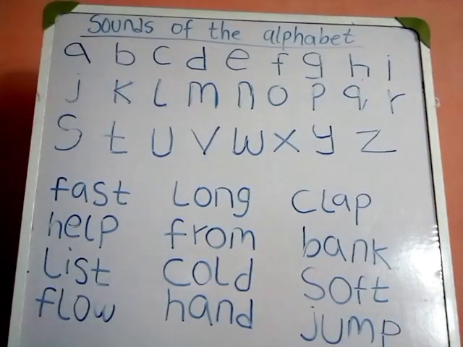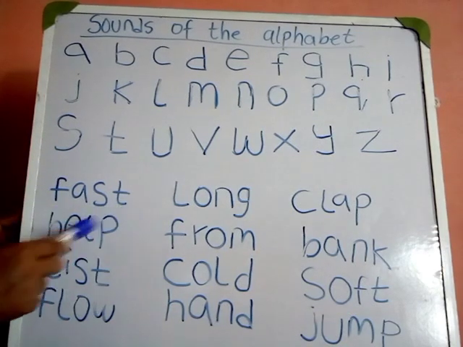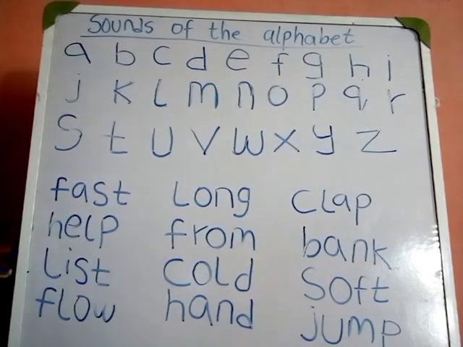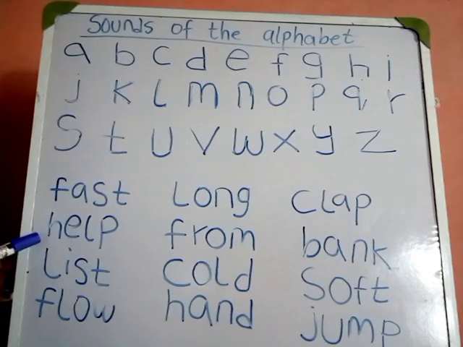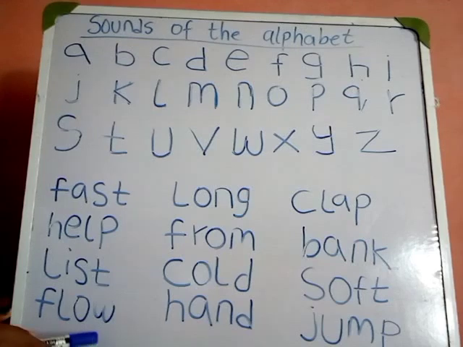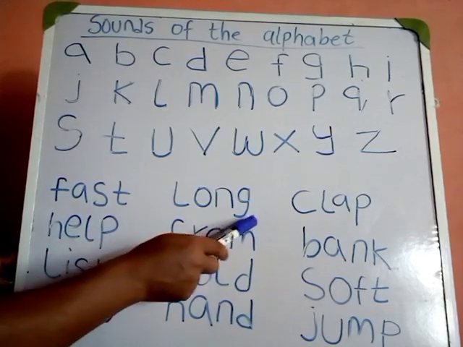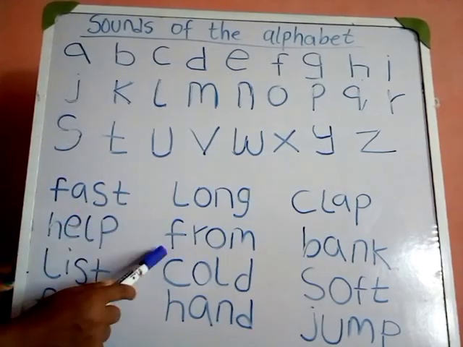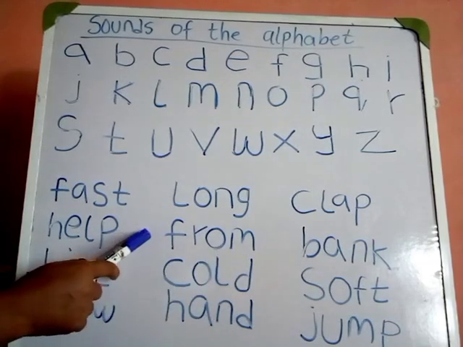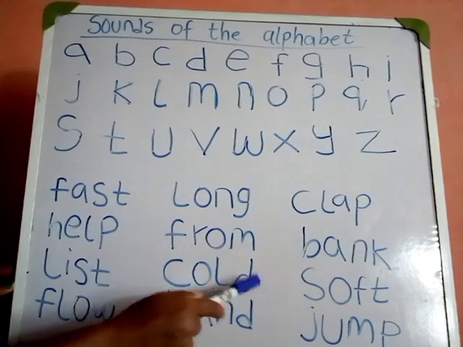Okay, now you know how to use your sound to spell words. Let's start from the first word, fast. The next one, help. The next one, least. The next one, flow. The next one, long. The next one, from. The next one, cold.